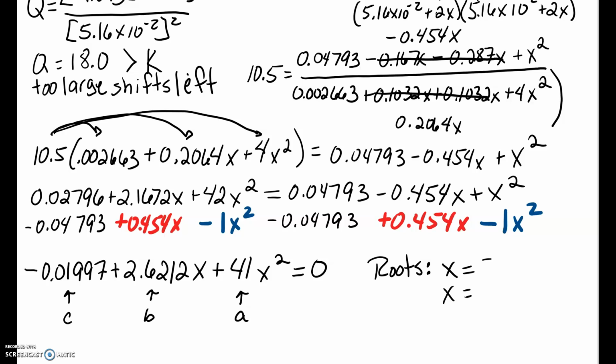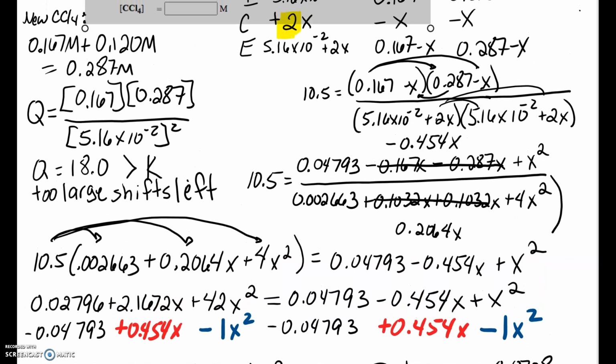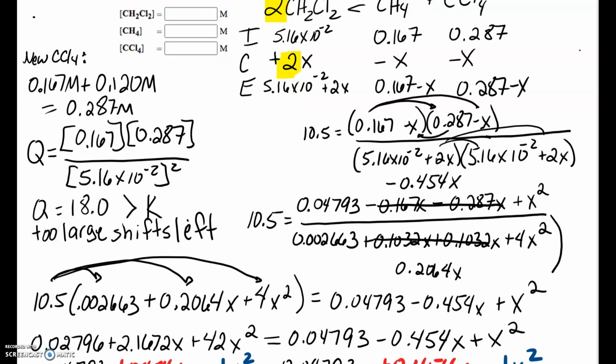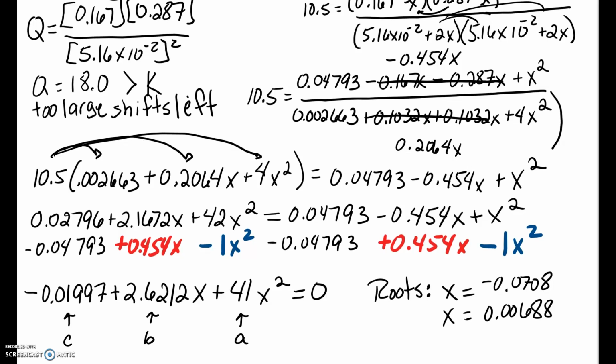The first one, negative 0.0708. The second one is 0.00688. One of these roots will not make sense. If we go back and look at our ICE table, we can see that a negative value for x really doesn't make sense. We can't subtract an amount or add a negative amount. So it's probably safe to say if you get a negative value for your root when you're doing these problems, that's going to be the one that doesn't make sense. You can't have a negative molarity.